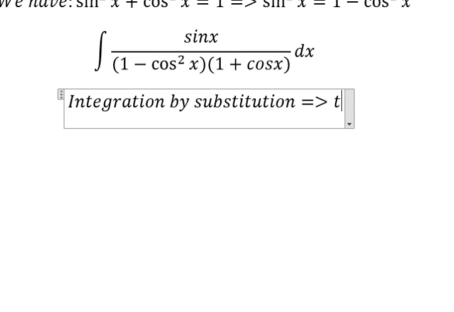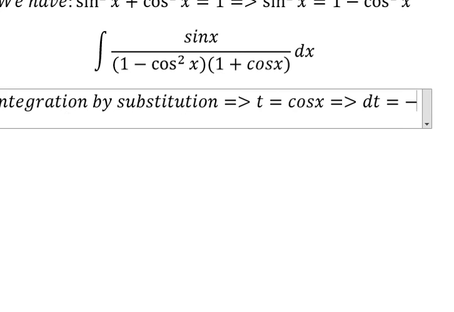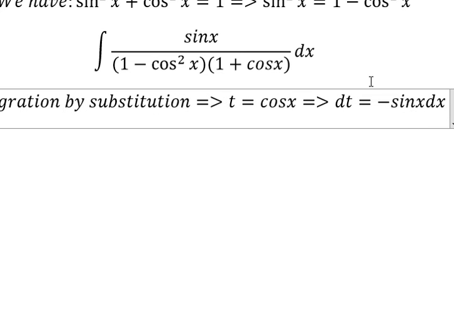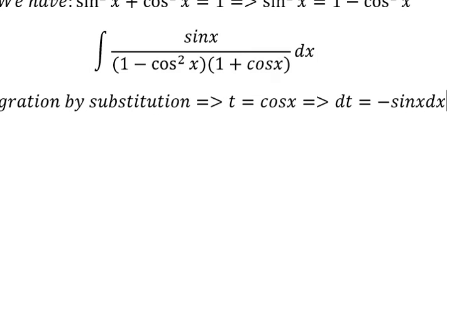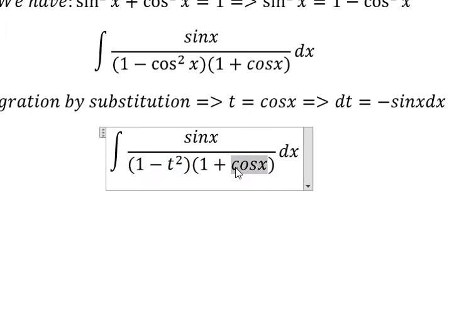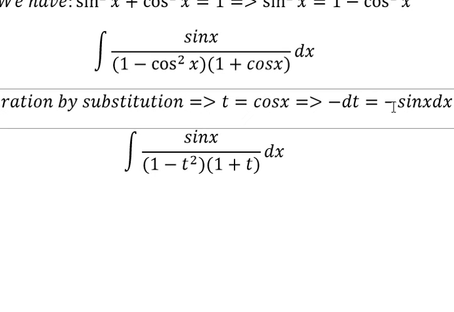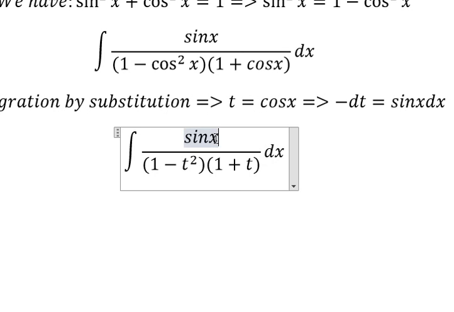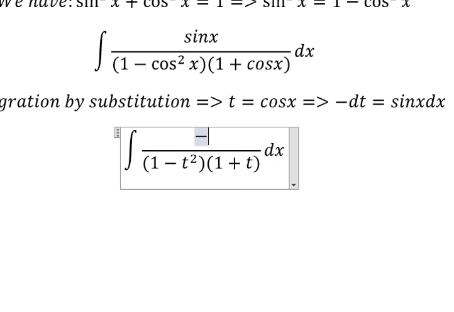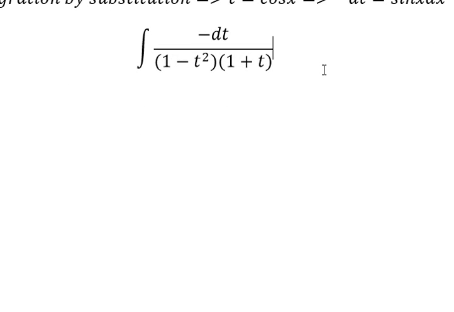So we put about t equals to cosine x, dt equal to negative sin x dx. Sin x dx, which we don't have the negative, so we put negative next to dt. Now we can do about partial fraction again.